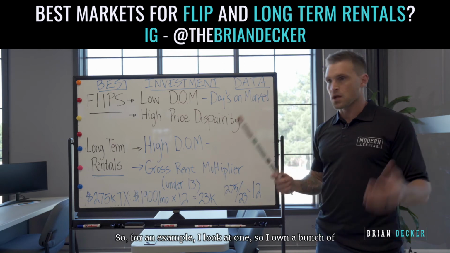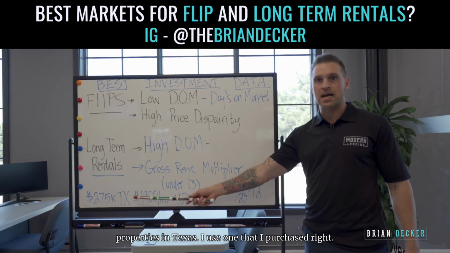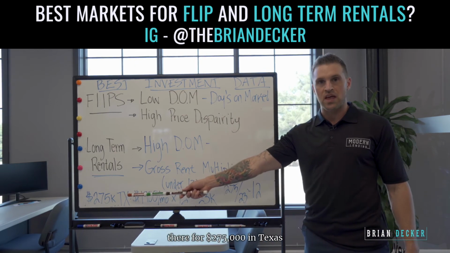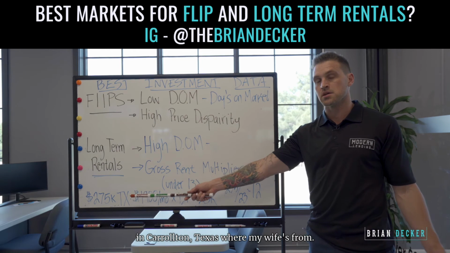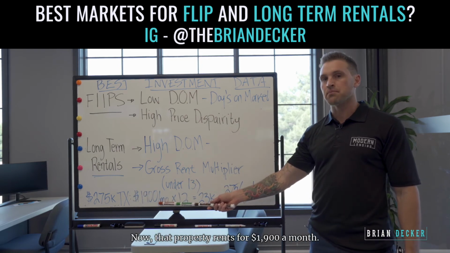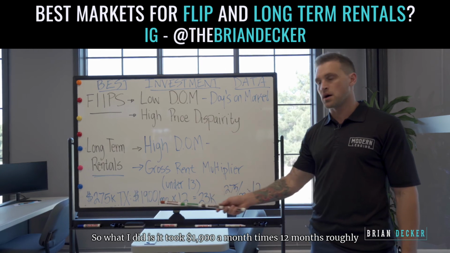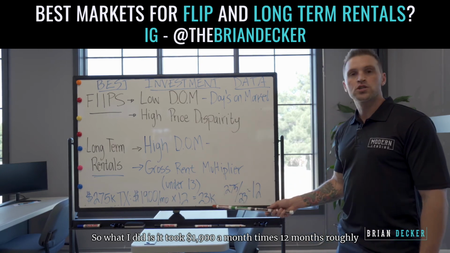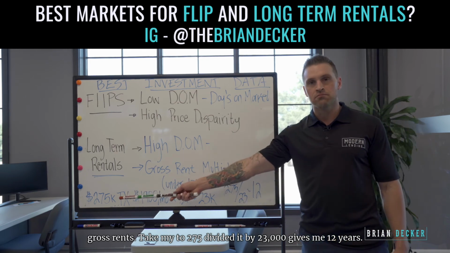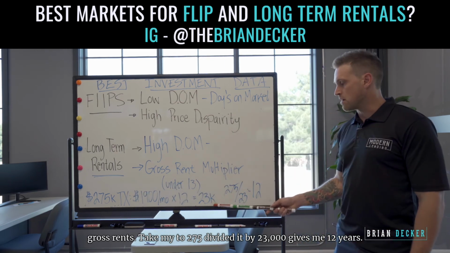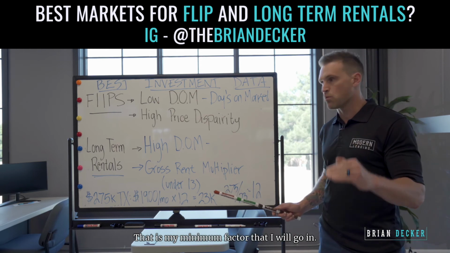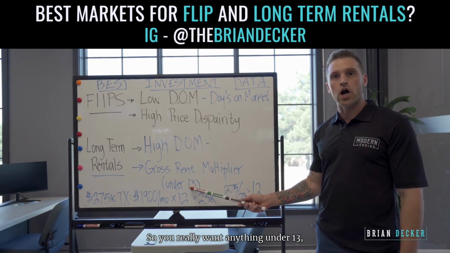So for an example, I'll look at one. I own a bunch of properties in Texas, so I'll just use one that I purchased, right? I bought a house out there for $275,000 in Carrollton, Texas, where my wife's from. That property rents for $1,900 a month. So I took $1,900 a month times 12 months, roughly $23,000 a year in gross rents. I take my 275, divide it by 23,000, which gives me 12 years. That is my minimum factor that I will go in. So you really want anything under 13.